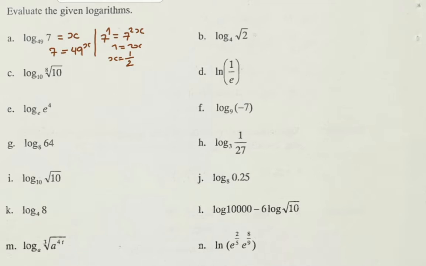B. Let the log value be x. Then in exponential form, root 2 is equal to 4 to the power x. Root 2 is 2 to the power 1/2, and 4 is 2 squared. 2 squared to the power x is 2 to the power 2x. The same base, therefore the same exponents. So 1/2 is 2x, therefore x is 1/4.